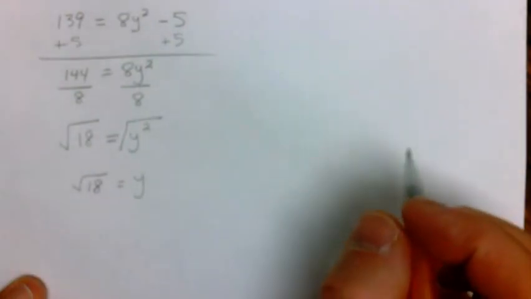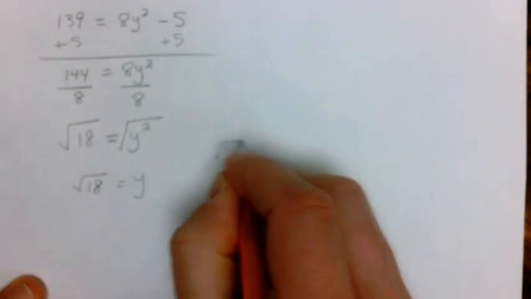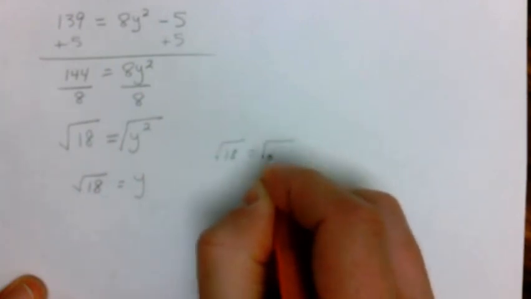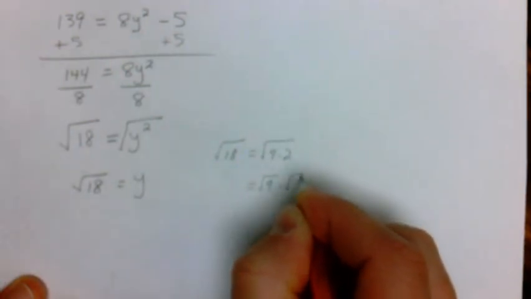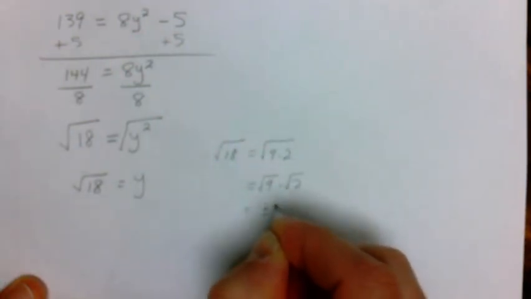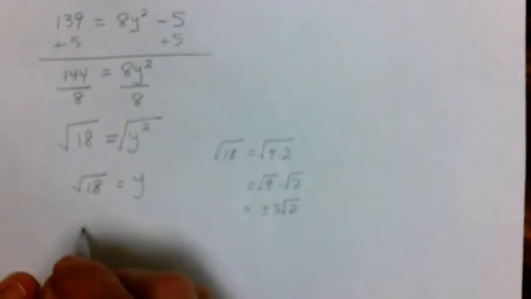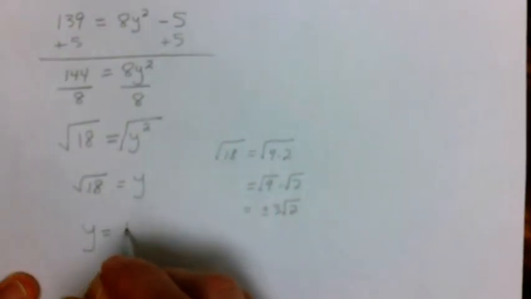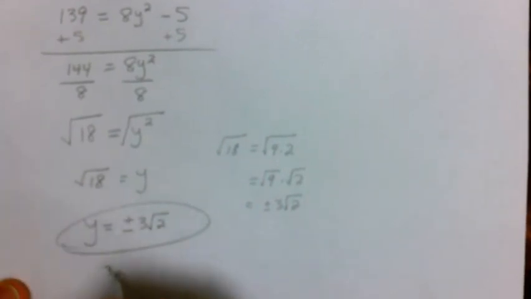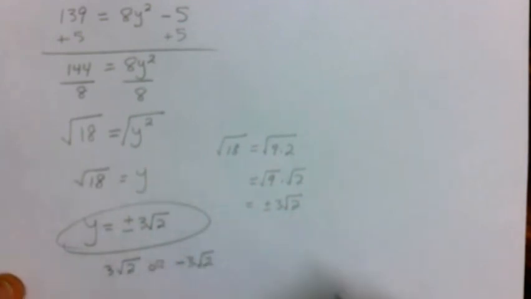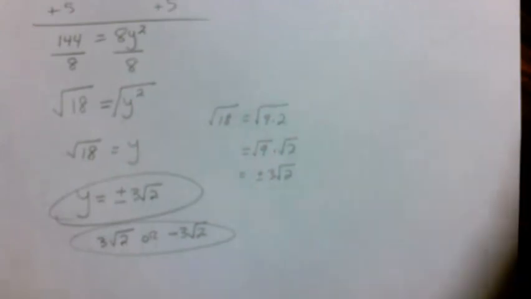And we did this a little bit earlier in the video, actually. The square root of 18 is the same as the square root of 9 times 2, which is the square root of 9 times the square root of 2, which is positive or negative 3 radical 2. So here our value of y is positive or negative 3 radical 2. There's two different answers. There's positive 3 radical 2, or there's negative 3 radical 2. These are the two answers to the problem, and I'm going to show you what you can do in Delta Math to type in your answer.